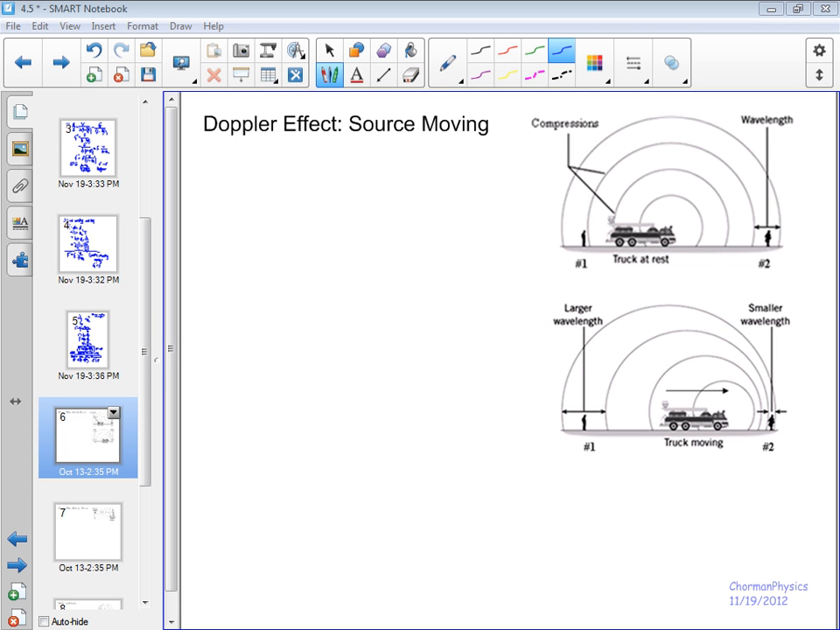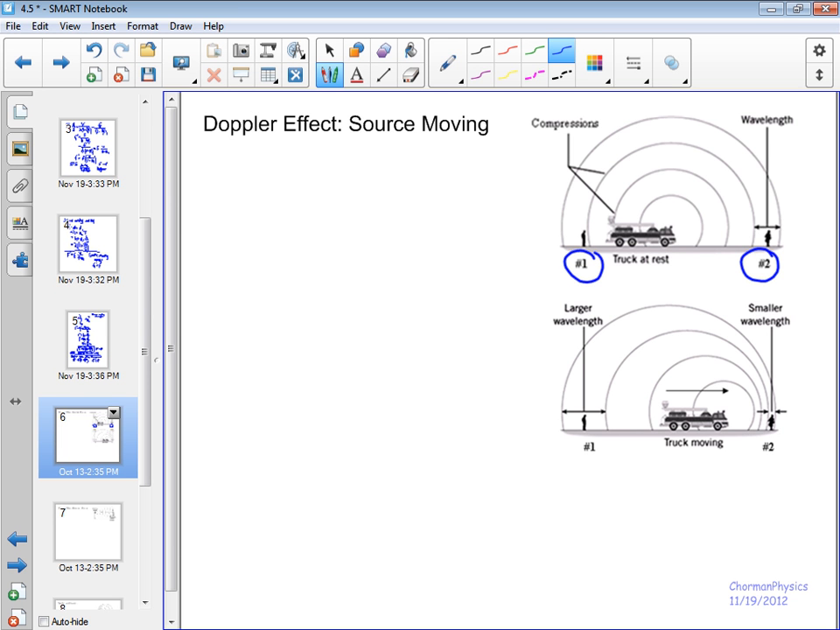These notes are going to cover the Doppler effect for the source moving and the observer moving, and some examples as well. So on this first slide, we have a source that's moving, a fire truck. We have observer 1 and observer 2. The fire truck is moving away from observer 1 and towards observer 2.